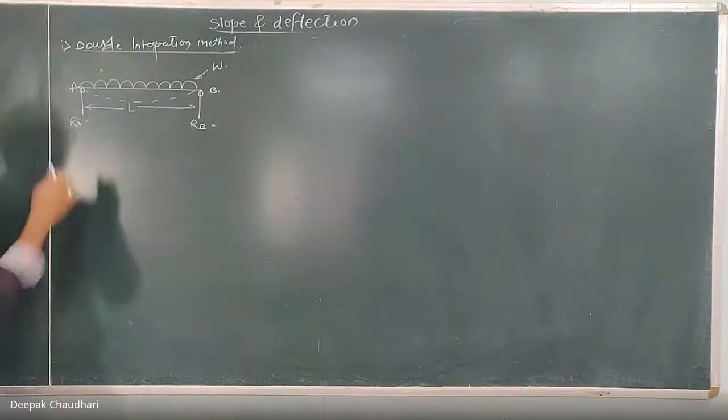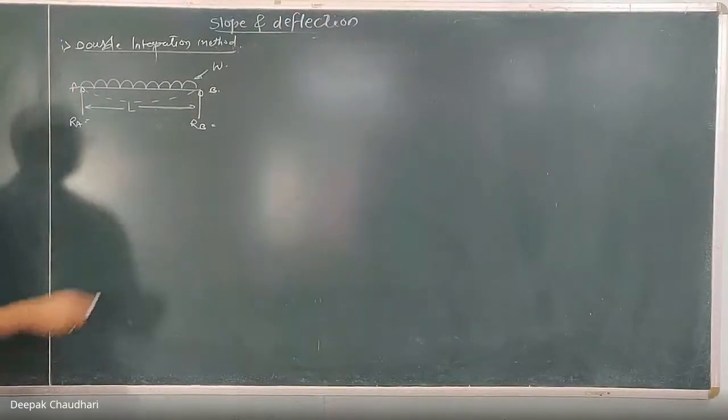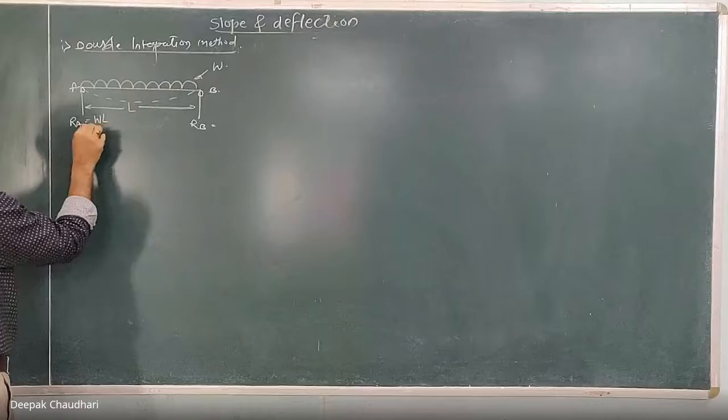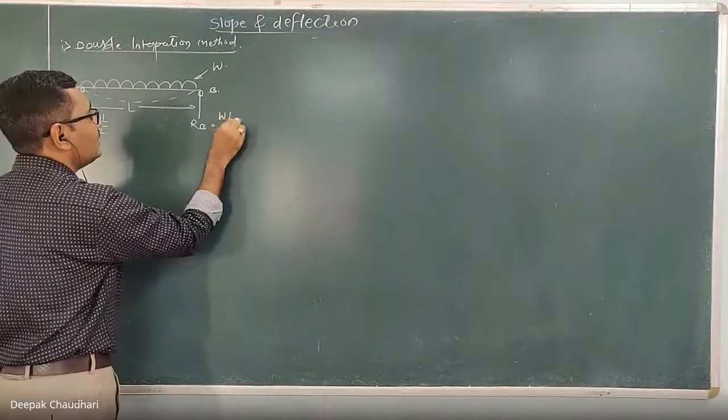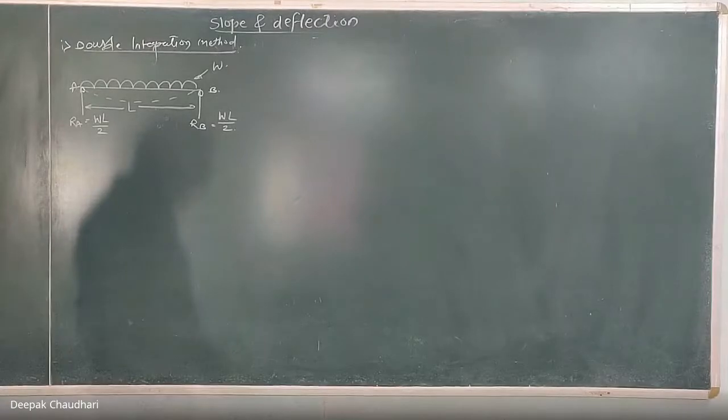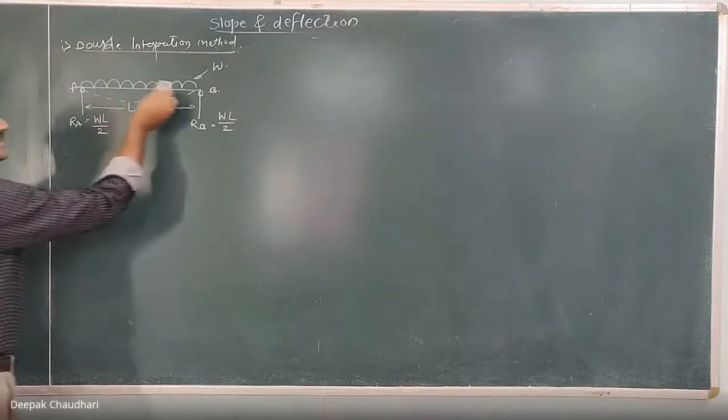Now let's first calculate RA and RB. If the intensity is W and the length is L, then RA will be WL by 2 and RB will also be WL by 2. I have considered the simple case. Now let's write down the general differential equation for this.